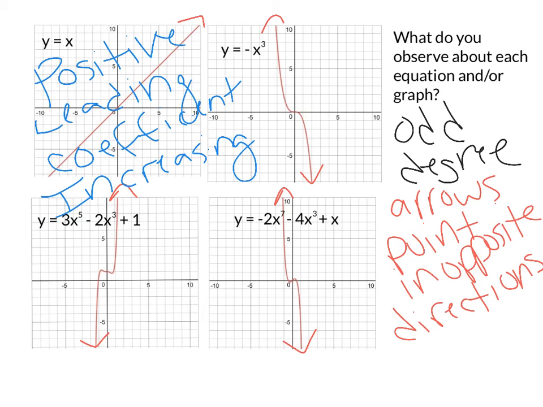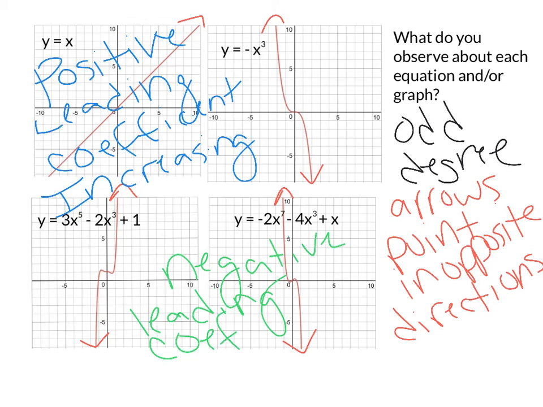And looking at our 2 graphs on the right-hand side, we notice that the leading coefficients are -1 and -2. If I have a negative leading coefficient, the graphs are decreasing, and that means again, one arrow is pointing up towards positive infinity, the other is pointing towards negative infinity. Take a moment to pause the video and record our observations.